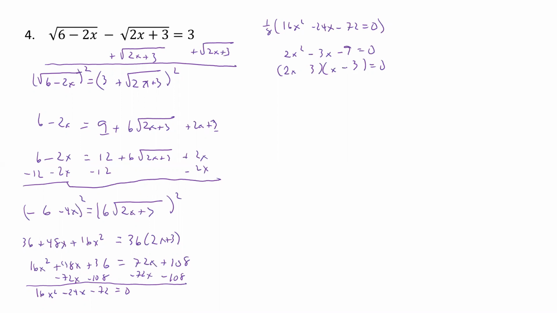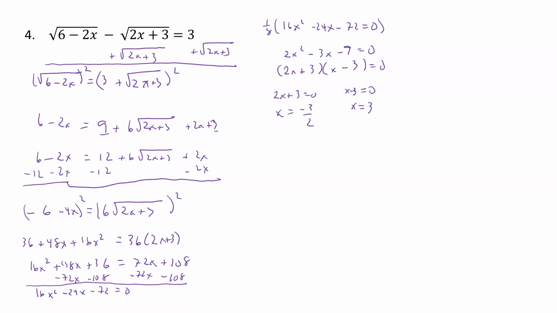So I'll have to have a negative here and a positive here. So that's going to be 2x squared. Then minus 6x plus 3x is going to be minus 3x, and then minus 9. And so then I get 2x plus 3 equals 0 and x minus 3 equals 0. So x here is negative 3 over 2. Here x is equal to 3.